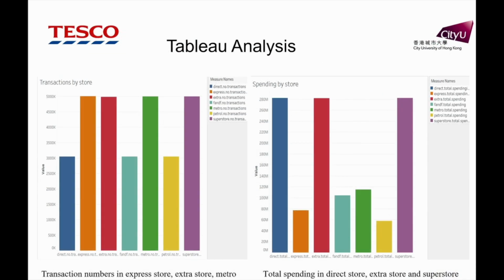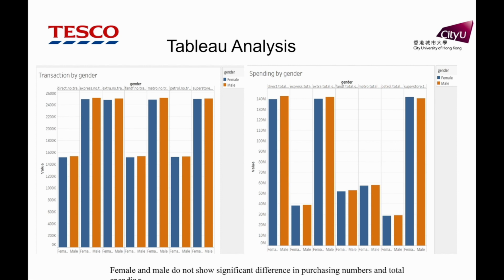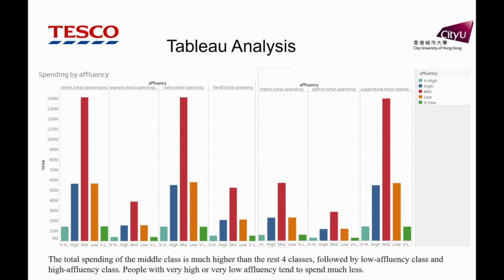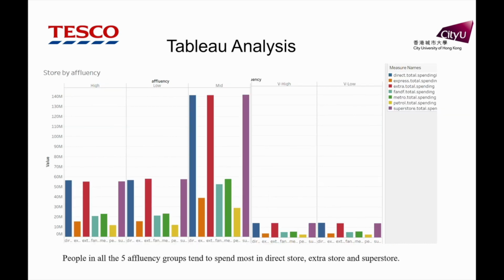First, we used Tableau to get some direct information. For example, transaction numbers in Express, Extra, Metro, and Superstore are relatively bigger, and total spending in Direct Store, Extra, and Superstore performs better. Females and males do not show a significant difference in transaction numbers and total spending. The consuming frequency of the middle class is much higher than all other classes, and the same situation occurs in spending. People in all the 5 affluency groups tend to spend most in Direct, Extra, and Superstore.